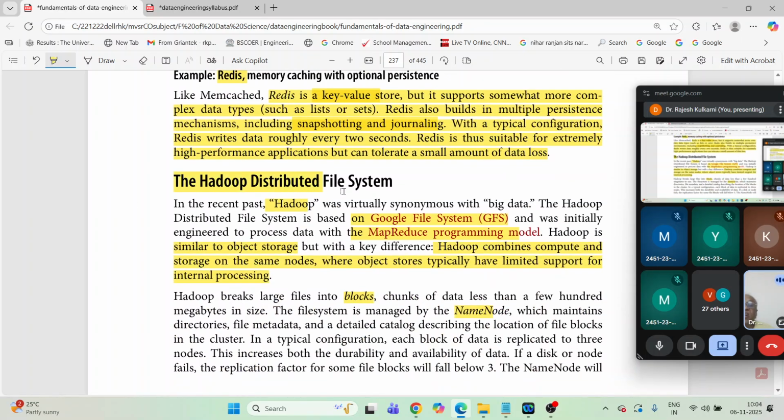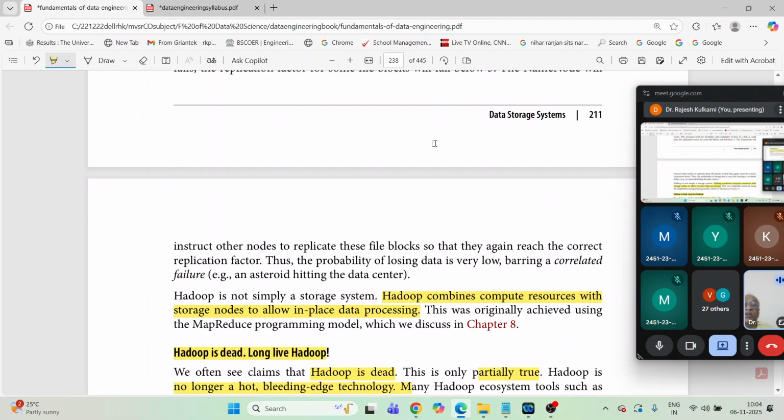Hadoop we have already covered, right? Hadoop, HDFS we have covered in the class. Your name nodes, data nodes and all that.